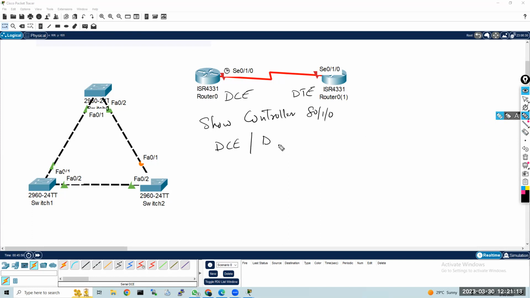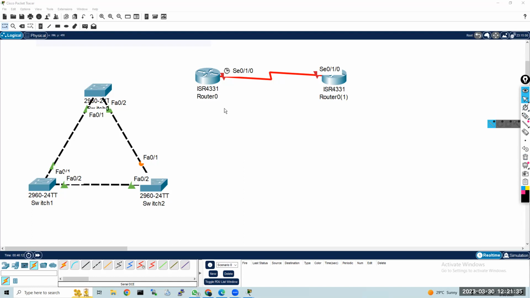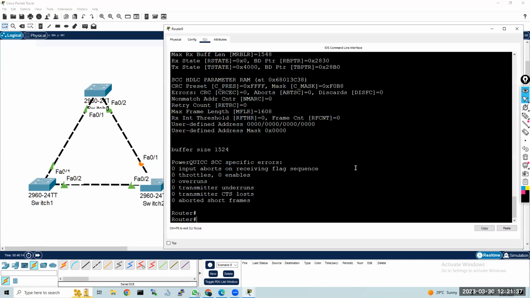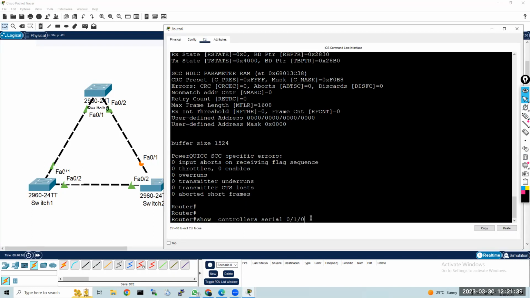Understood, guys? But instead of this clock DC cable, you can take the next one, which doesn't have it. From that one we can check it out. Whichever you want, vice versa, you can check. These are the problems. See how to check. I'll show you this command. The command is show controller serial 0/1/0.